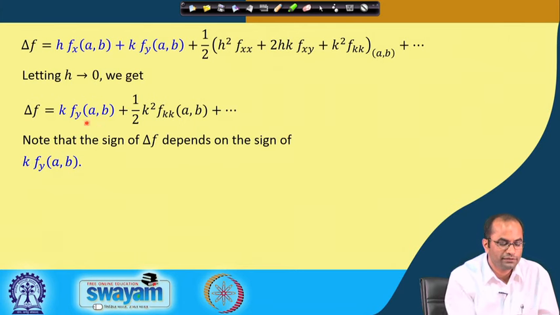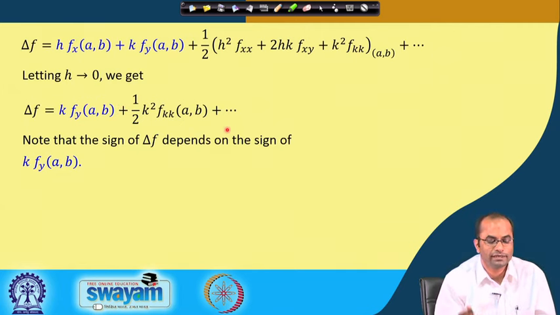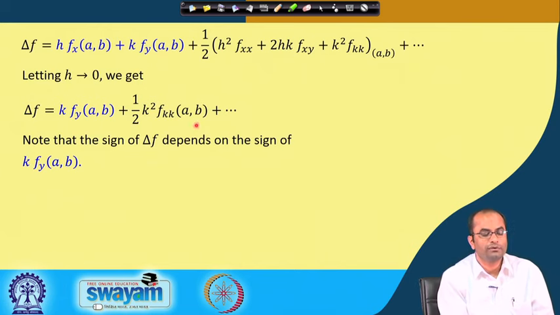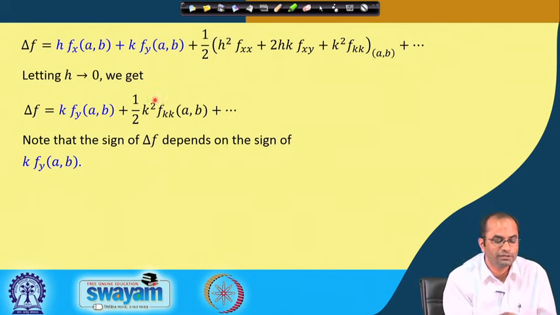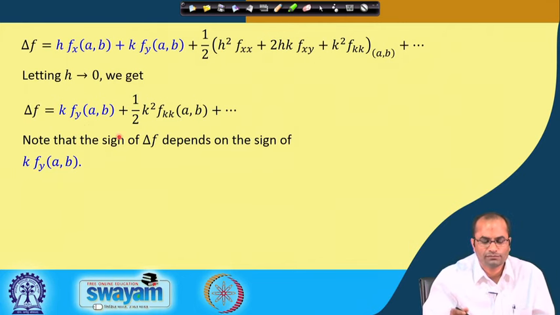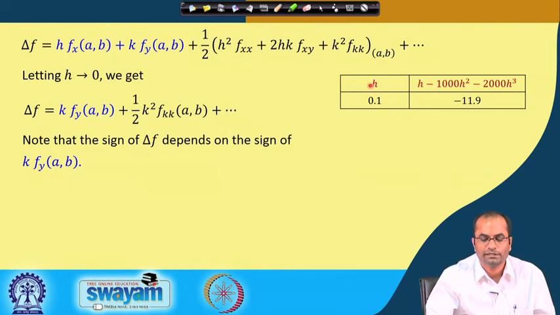Note that the sign of this delta f will depend on the leading term of k. The rest, all these terms, are k square, k cube, and so on. For very small k, these terms will be negligible, and the sign will be determined by this term. Just for example, we take h minus 1000 h square minus 2000 h cube. What we will notice here is that the sign will be determined by this h only, not by these other terms.